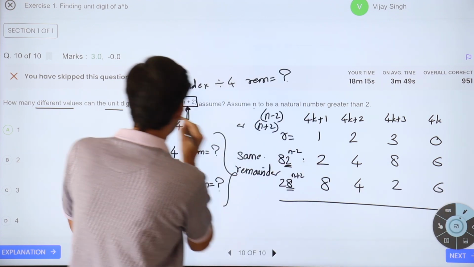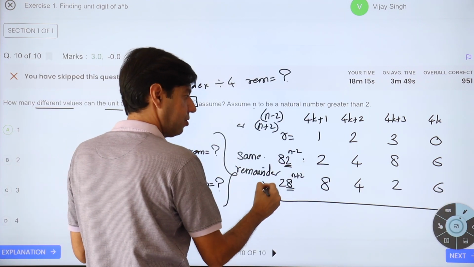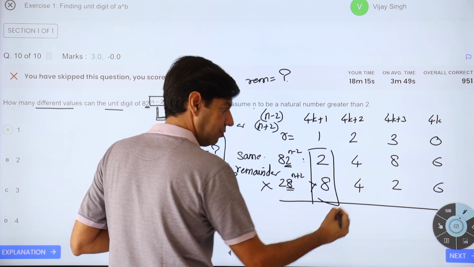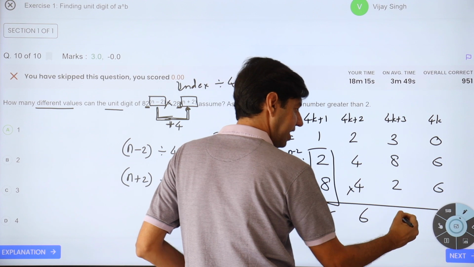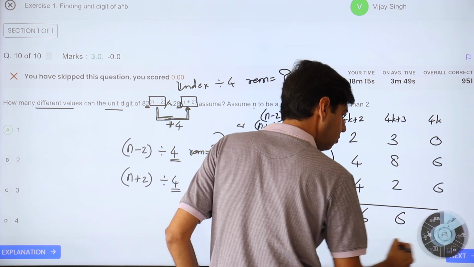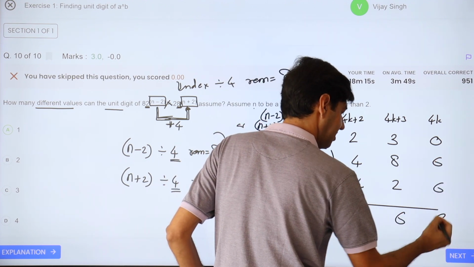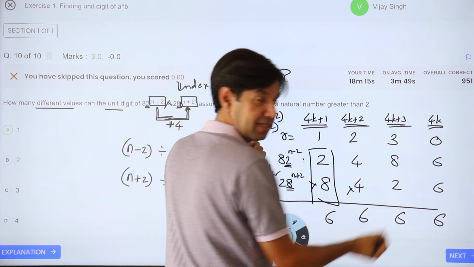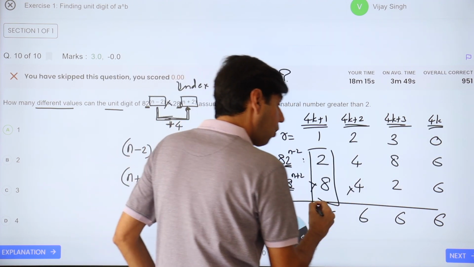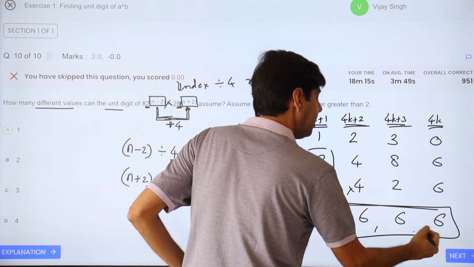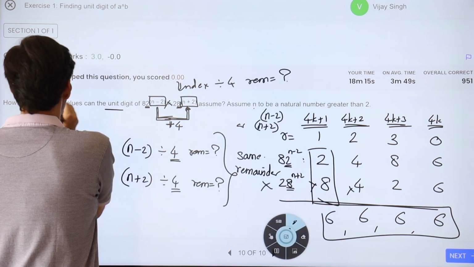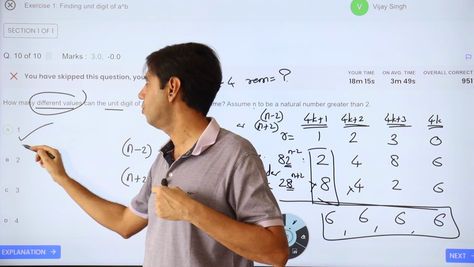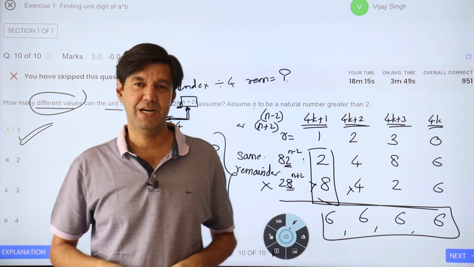And what maths are we doing here? We are multiplying the two. So when you multiply these two, you get 6 as the unit digit. Here also 6, here also 6, and here also we get 6, 6 into 6. So whichever the value of n minus 2 is, in all the cases the unit digit is always 6. So the question is asking us how many different values. So it can only assume one value.